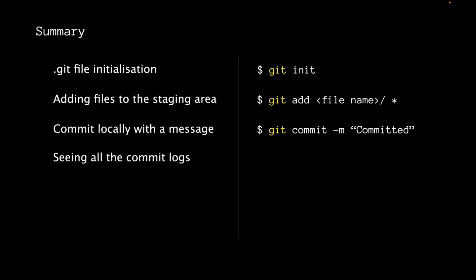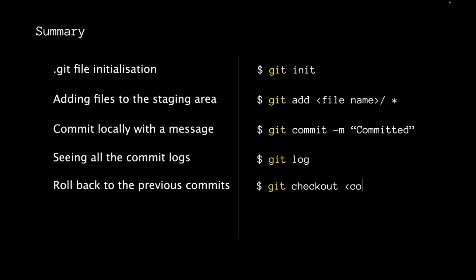To watch all your commit logs, you can type git log. Rolling back to your previous commits is very easy. You just have to type git checkout and the hash, which you will get from git log. To see the current status of your files, if you are not using any kind of advanced editor or IDE, you will just type git status.